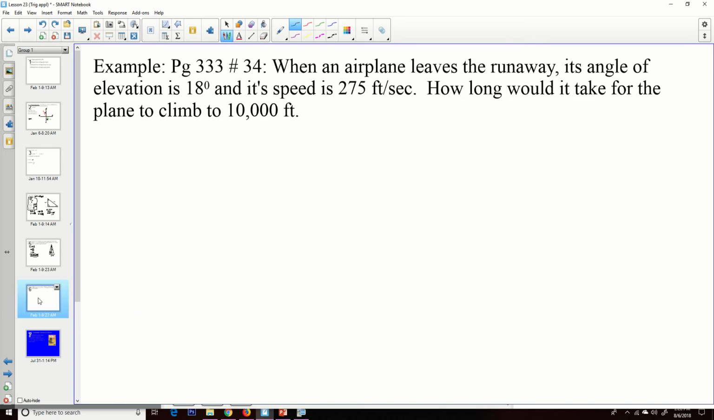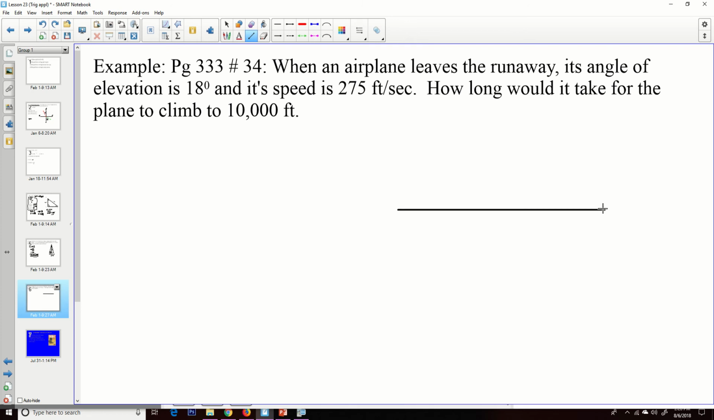Next example: when a plane leaves a runway, its angle of elevation is 18 degrees and its speed is 275 feet per second. How long would it take for the plane to climb to 1,000 feet? Okay, see if we can do that one.